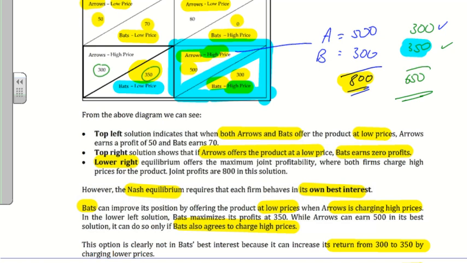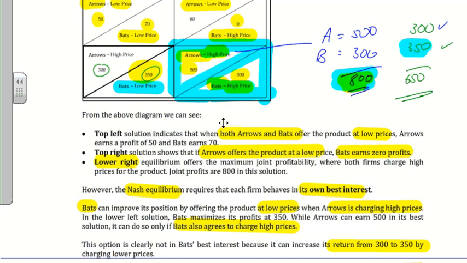Let's both charge high prices. Okay, we'll maximize profits at 800 and I'll give you half my profits or something like that. You'll make more than you would at the 350 level, but I'm also going to make more as well. Okay, that's called the Nash equilibrium.